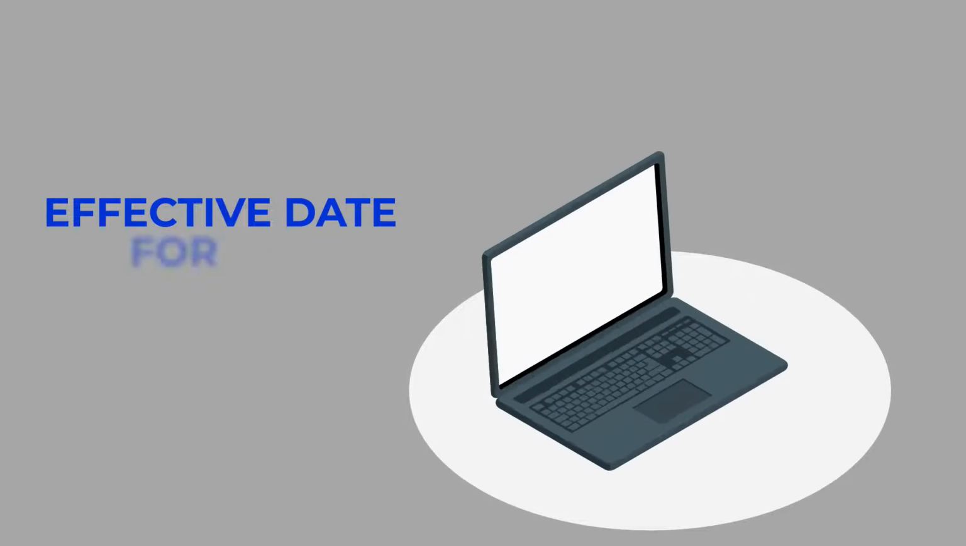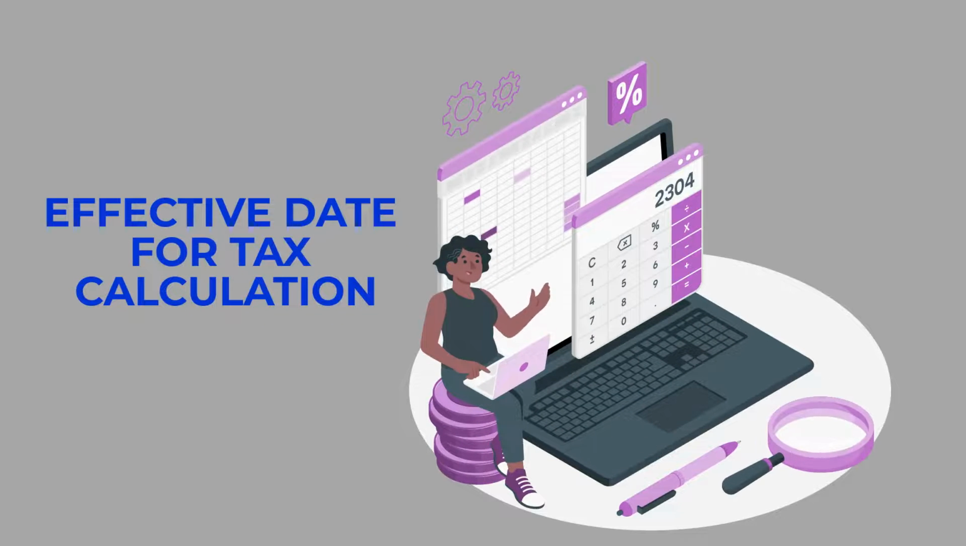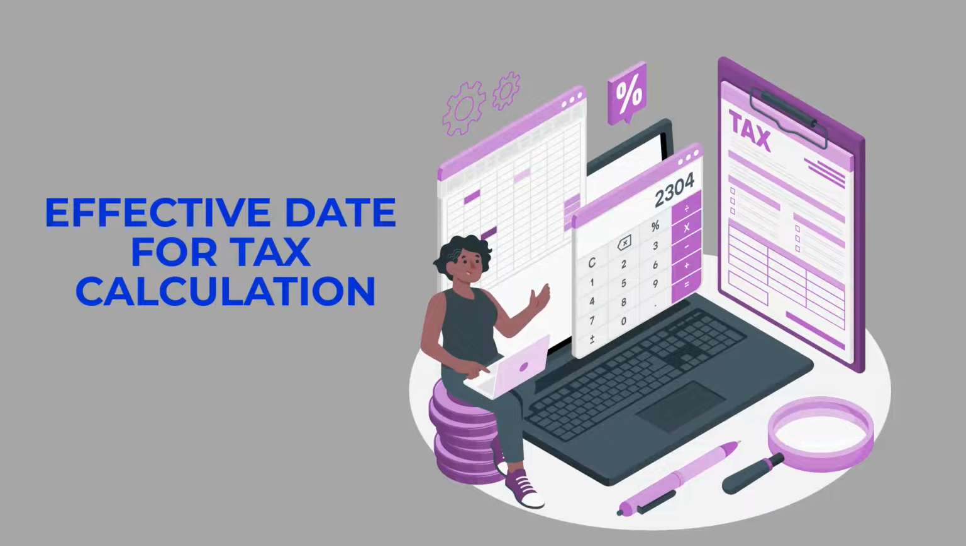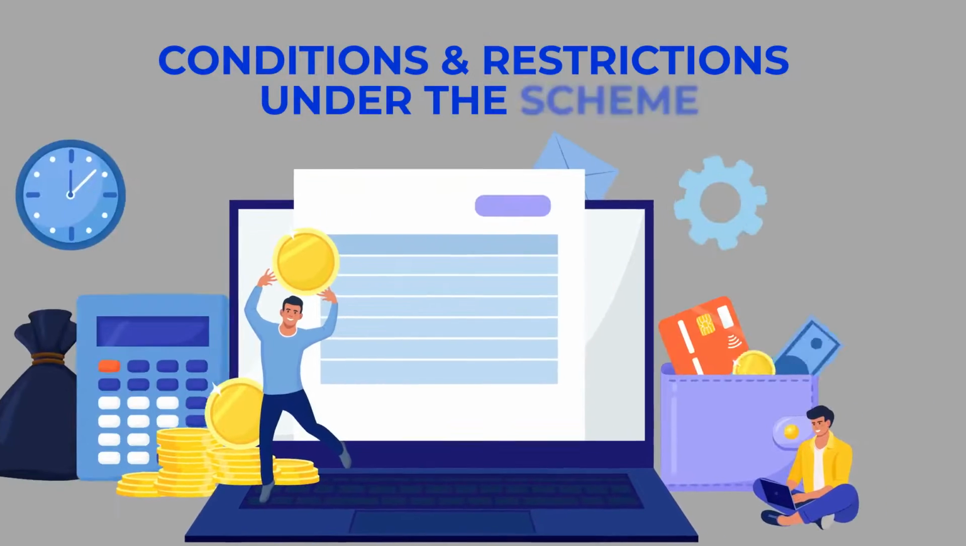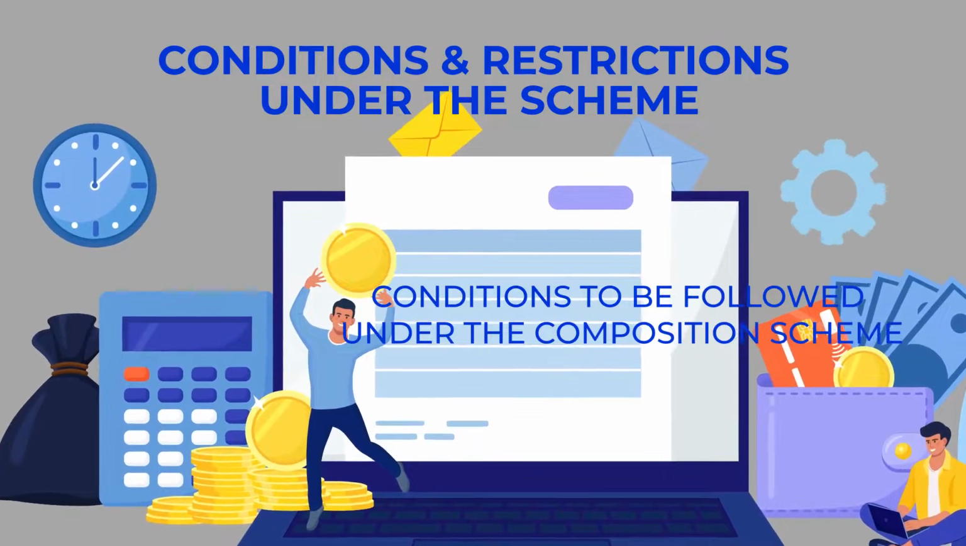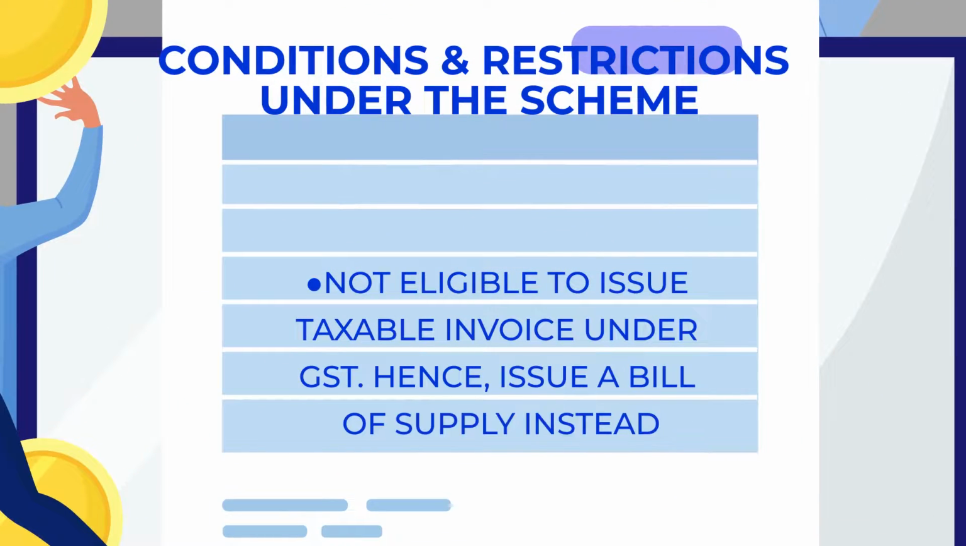Tax liability under the composition scheme needs to be paid on a quarterly basis via form or challan PMT 06. There are certain conditions which have to be adhered to by a person opting for the composition scheme. A taxable person opting for the scheme has to issue a bill of supply as he is not eligible to issue a taxable invoice under GST.